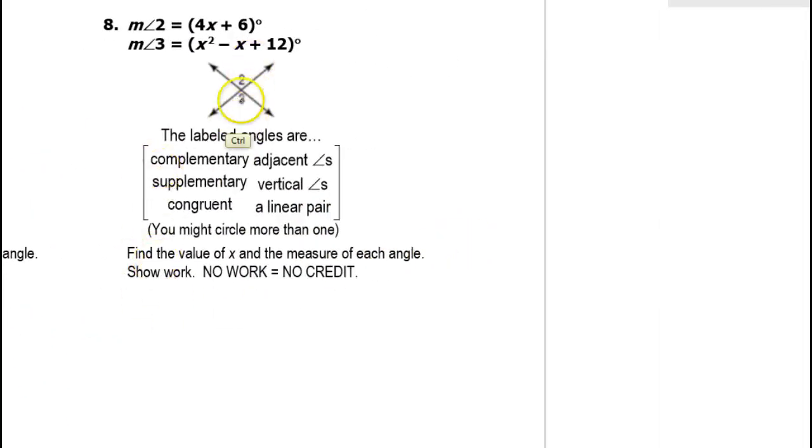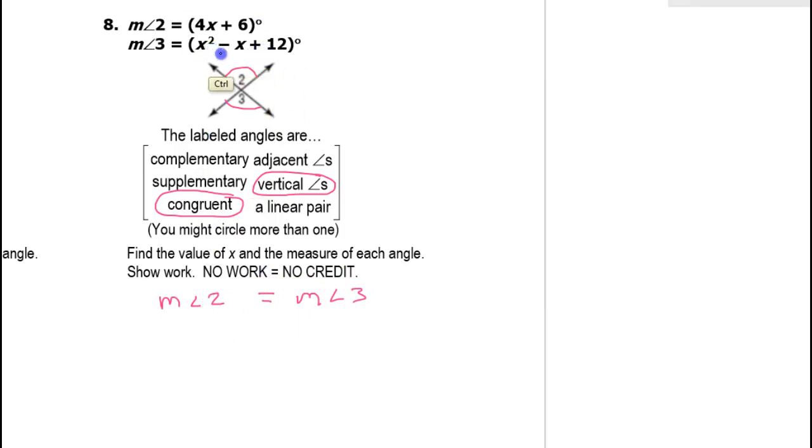Okay, these are vertical angles. All right, when you have angles that are across from each other like this, these are vertical angles. Vertical angles are always going to be congruent. Since they are congruent, that means that the measure of angle 2 should equal the measure of angle 3. So I need to set these equal to each other.